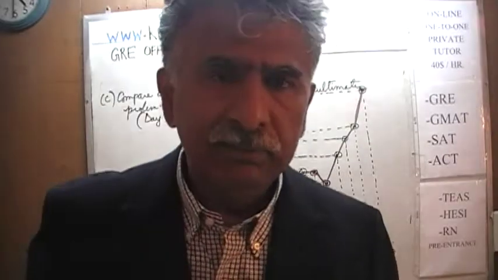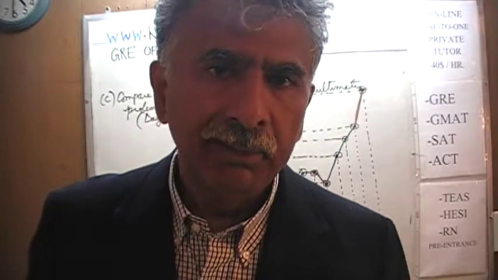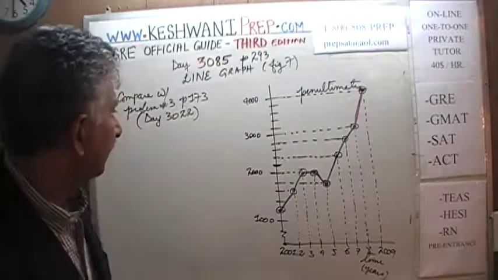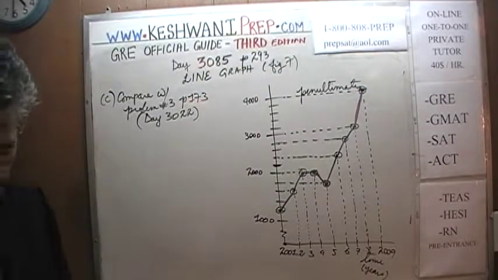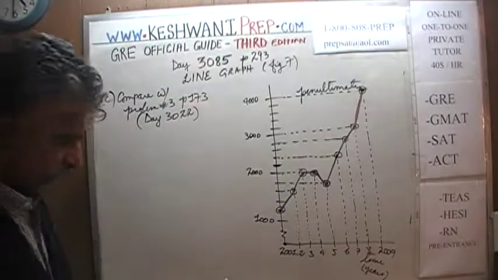So if you go to, just type in GRE Math Day 3022. I hope that you already watched it, as I said already. But in that day, we did problem number 3 on page 173. And what we're about to do is very similar to it. So here's the question.